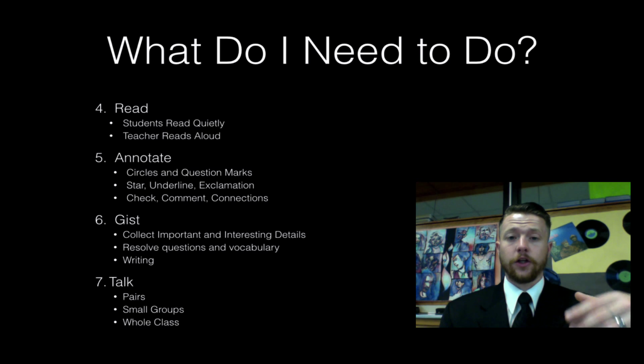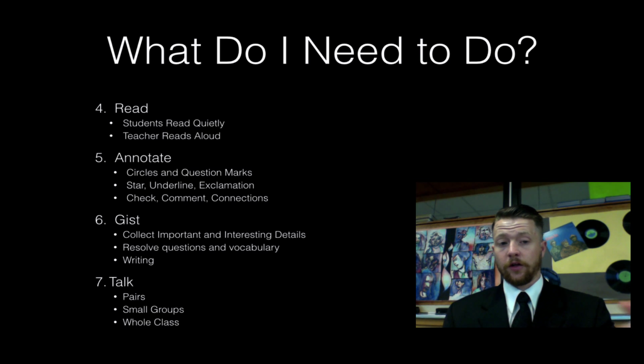Then finally, they should be allowed to have a chance to talk about it in pairs or small groups or as a whole class. Or you could do that progressively. Have them have a little conversation with a partner. Have them get together in a group and discuss it. And then you, as the teacher, could lead a whole class conversation. If you really look at these steps and the process of reading, you should be able to agree that by the end, students will be fairly confident with their understanding of the text.